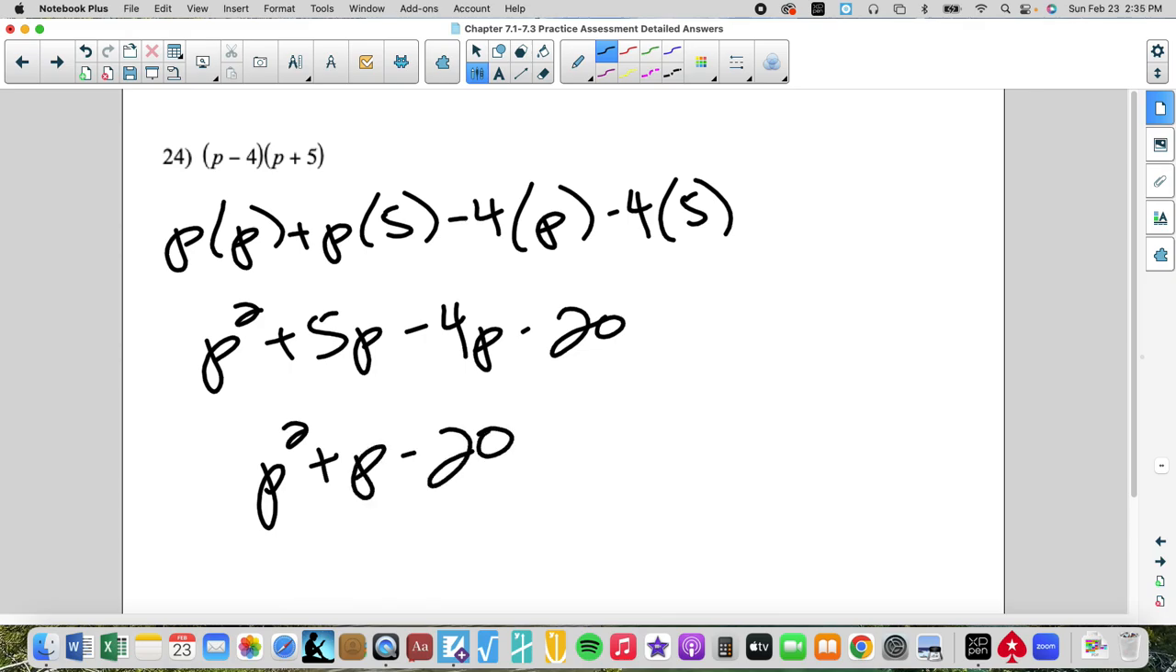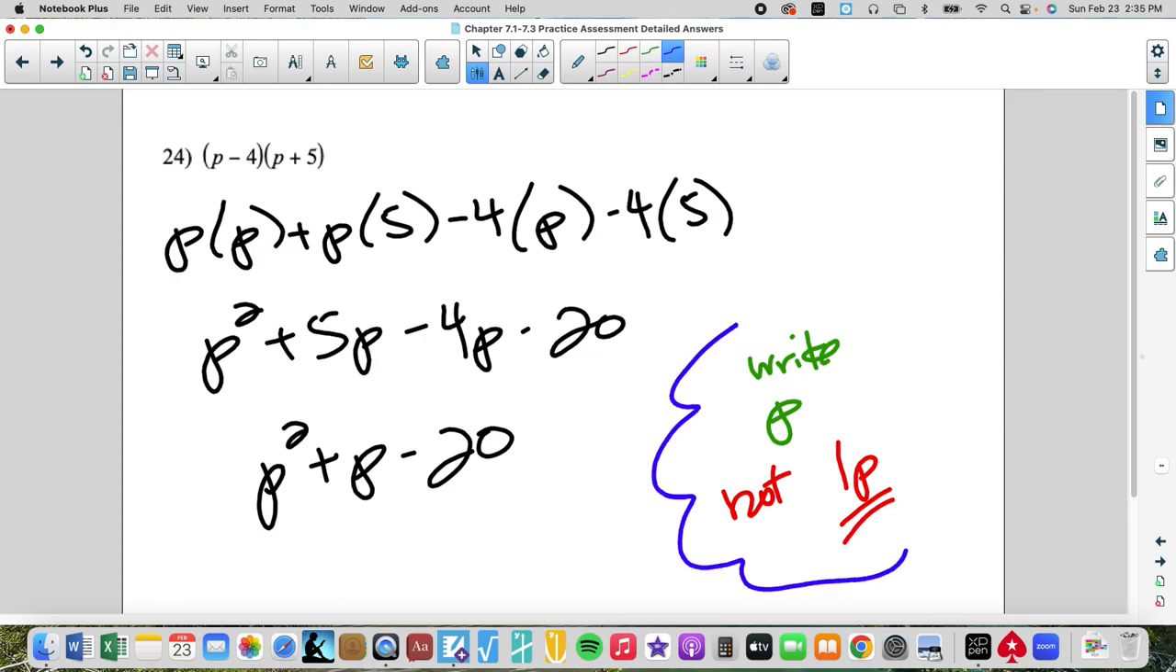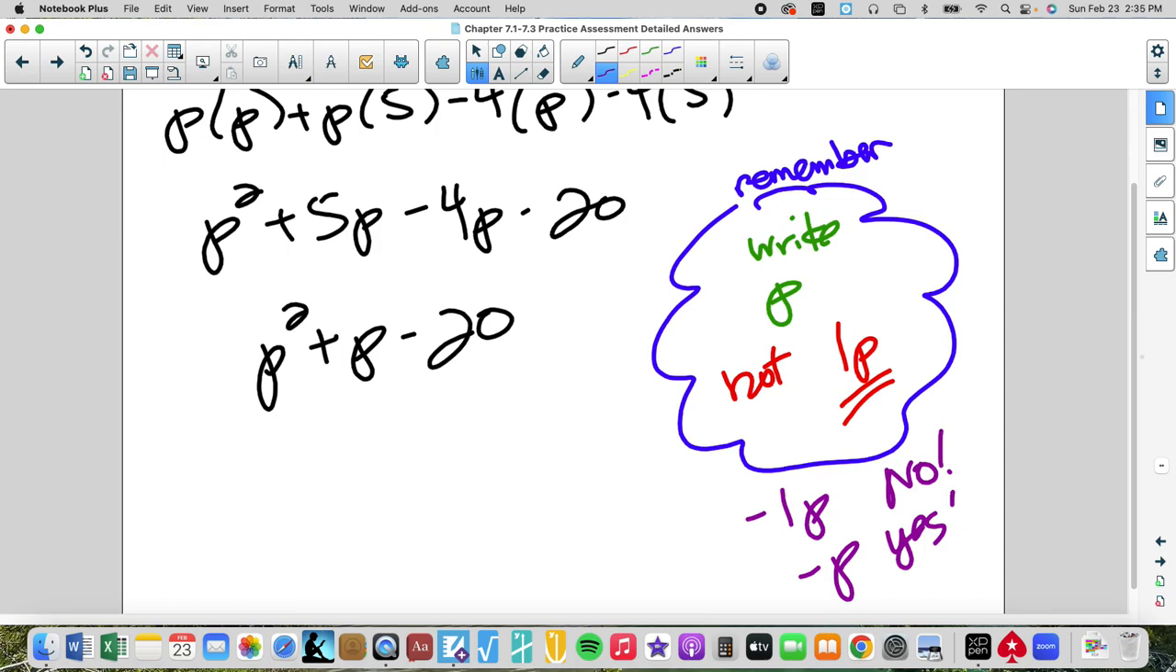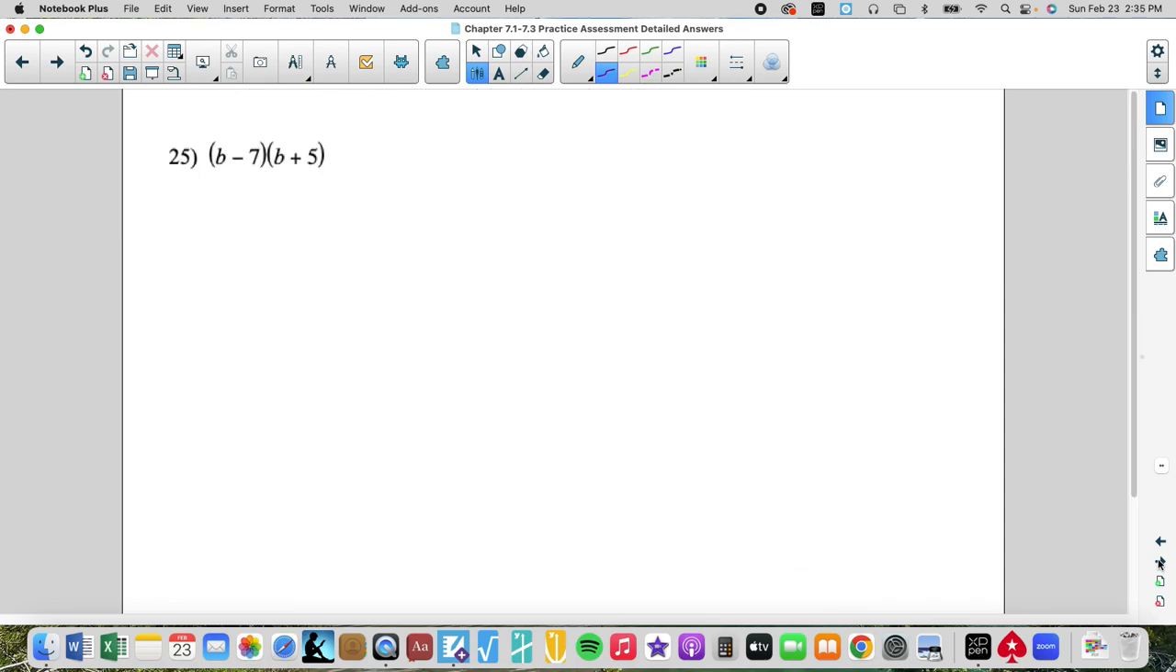Notice we did not write 1p, we write p. We don't write negative 1p. We write negative p. Okay, just a little reminder there.